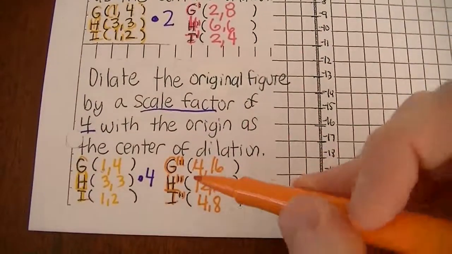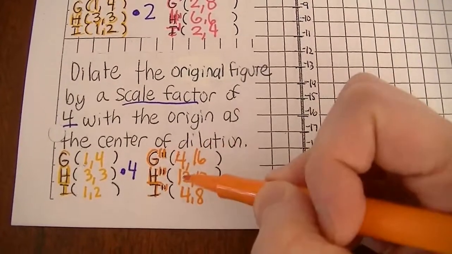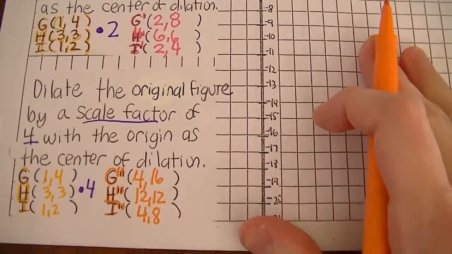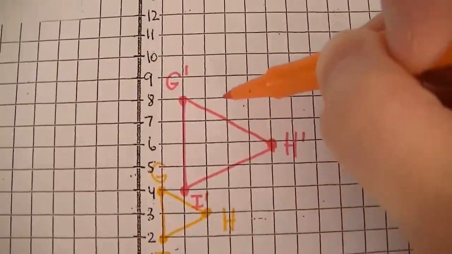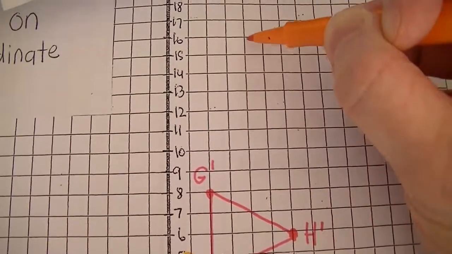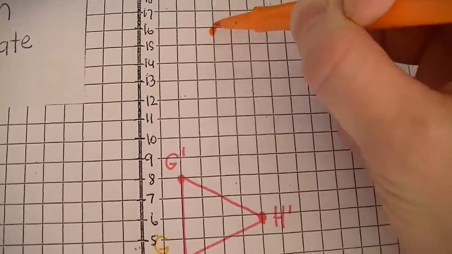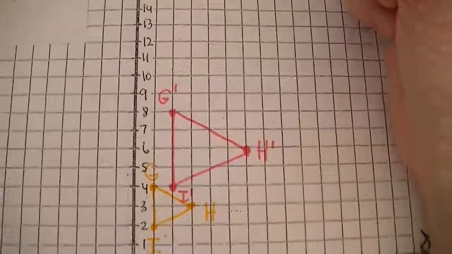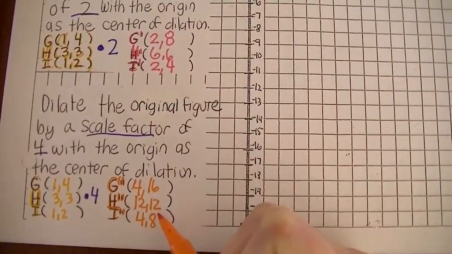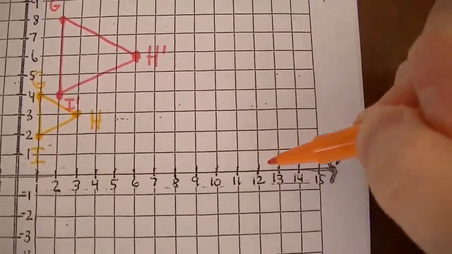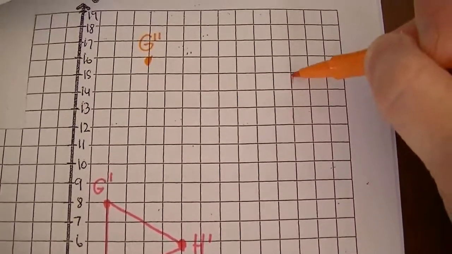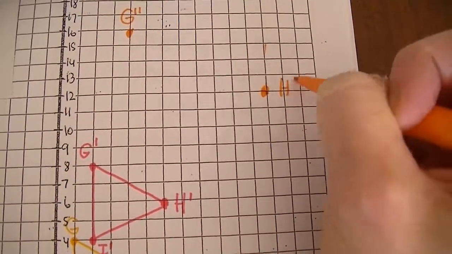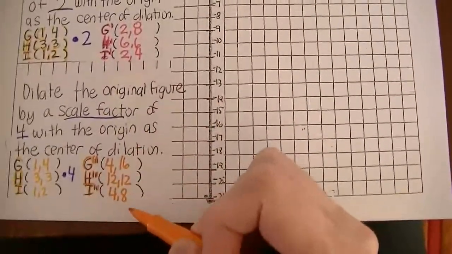Okay? So you'll notice that this new image right here, the double primed image, is going to be 4 times the size of that original image right there. Okay? So let's go ahead and plot those ordered pairs. 4, 16 is the point for G prime, or sorry, G double prime. Then we have 12, 12 for H double prime. Oops, sorry, I can't find the number. And for I double prime, it's 4, 8.